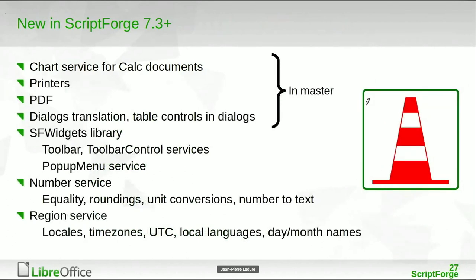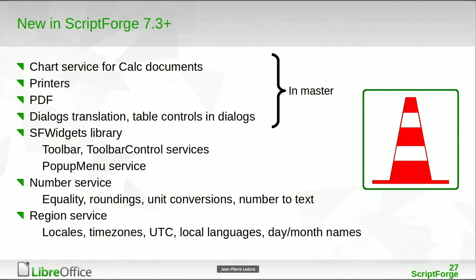What we also plan for the future, the first four items are already in master. Also output documents, or export documents, to PDF and to printers with a number of options. We will have automatic translation of everything that is fixed content in a dialog into the native language of the user. We will have table consoles in dialogs. The other ideas that we have are already specified, and there exist prototypes of them, but they are not yet developed as such and not yet in master or in any repository.